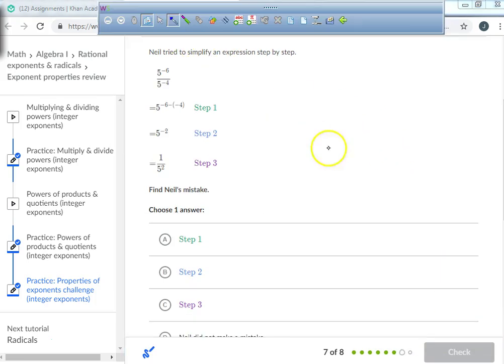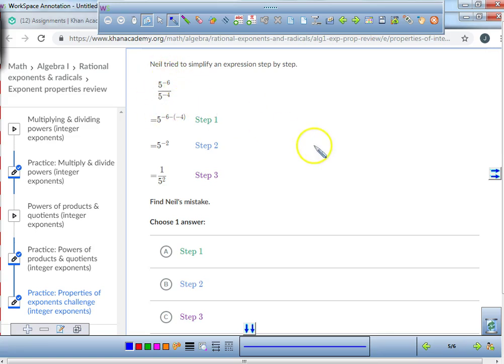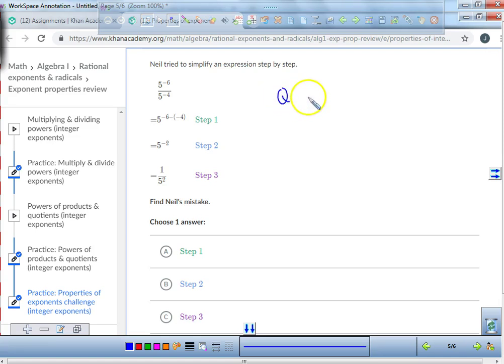There we go. Neil, which property is being utilized right there? What would you guys say? This one right there. I'll give you a hint, it starts with a Q. Quotient. Yeah, quotient. What are you allowed to do with these exponents? You're allowed to do -6 minus open parentheses -4. She did step 1 correctly. That's the quotient property. So, -6 plus 4 gets me 5 to the -2. So that part is right.